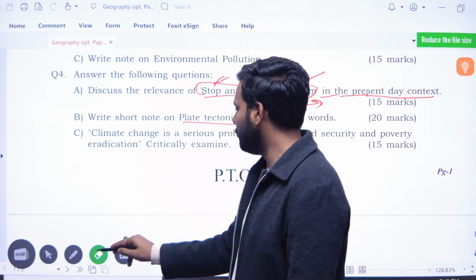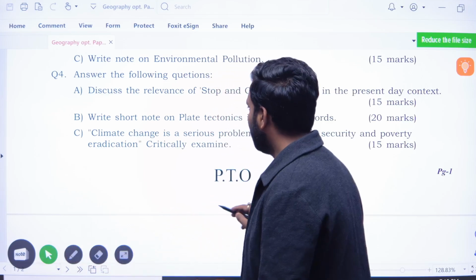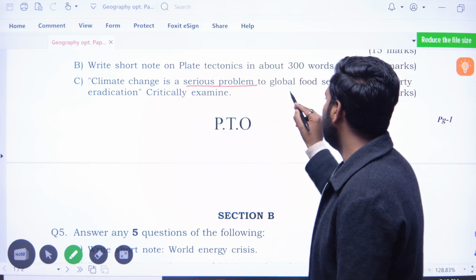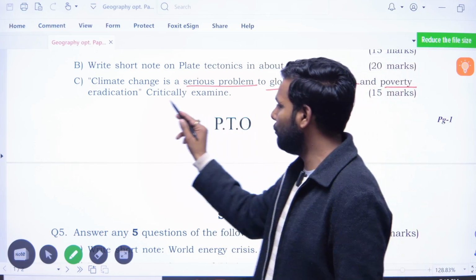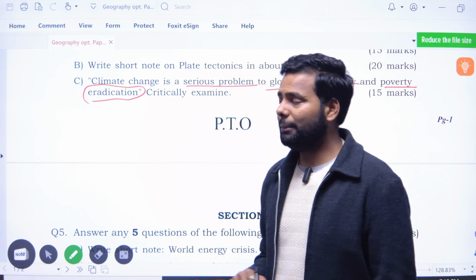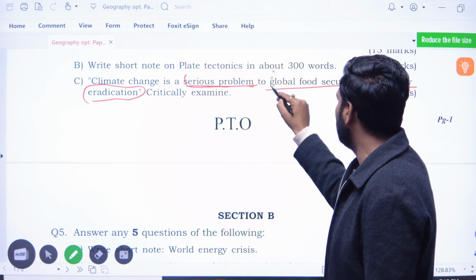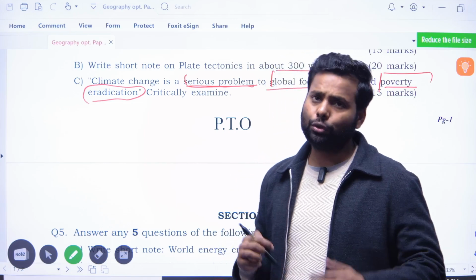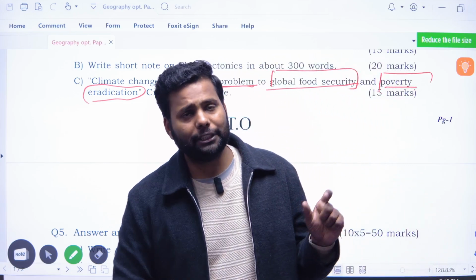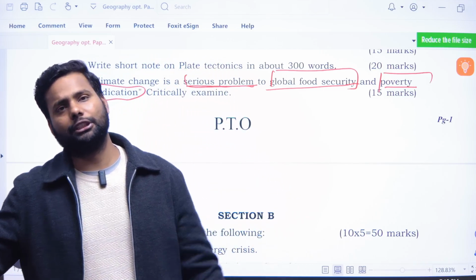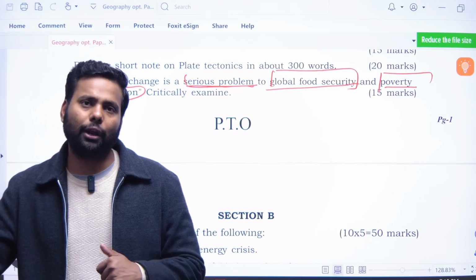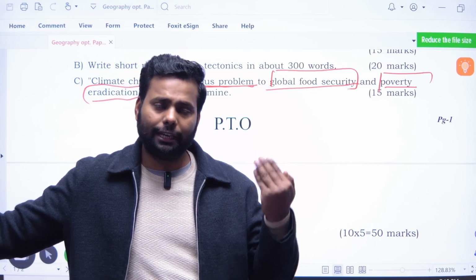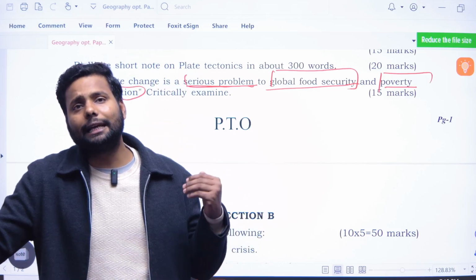Now we move to another question. Climate change is a serious problem to global food security and poverty eradication. You have to mention that climate change is a serious problem to global food security and poverty eradication. So in this question, you have to simply mention what climate change is. We all know that climate change is a change in the energy quantum, in the energy equation, and climate change is a cyclic process.